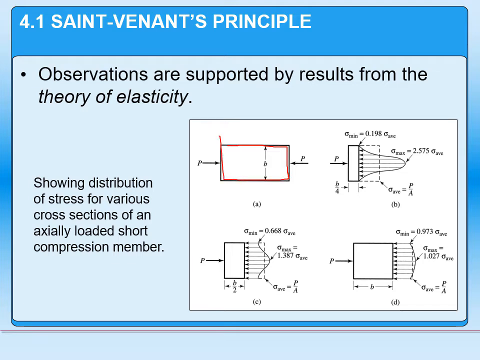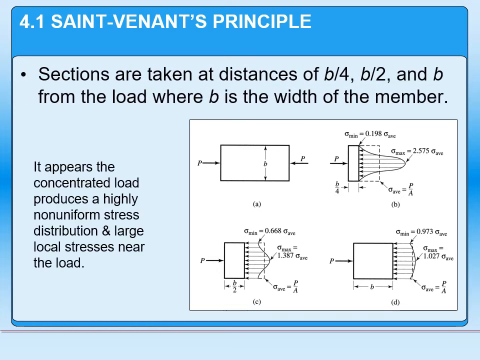As we start to look back into the beam, we're going to see that the distribution is going to change. So if we were to take a section at b over 4, b being the width of the member, we can see that the distribution of stress is going to be very high with a maximum load right at the middle, more than 2.5 times the average stress. If we take a look at the load distribution further in, we can see that this stress distribution has dropped off. We still have a peak right here, but it's now under 1.5 times the average stress.